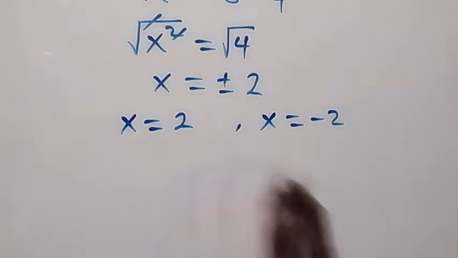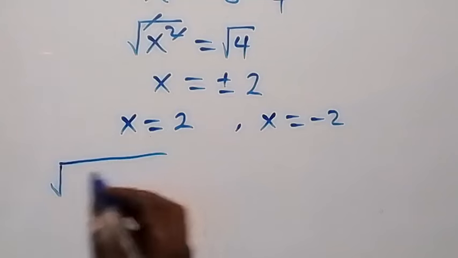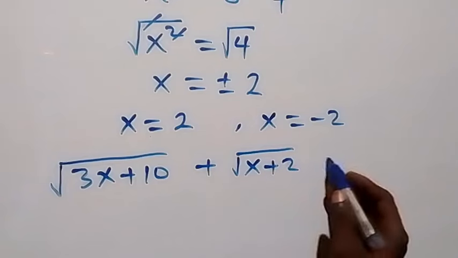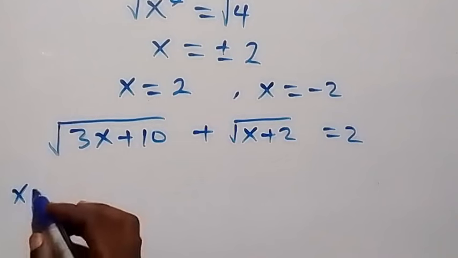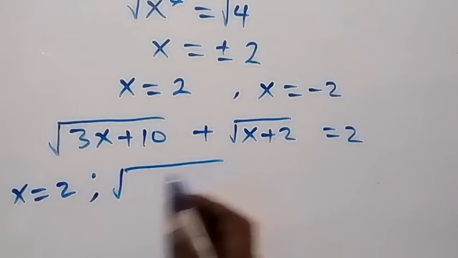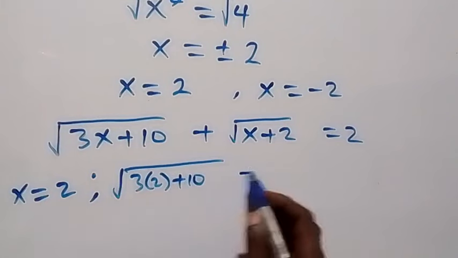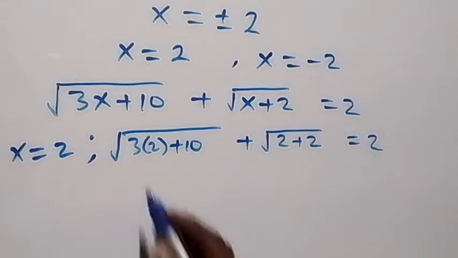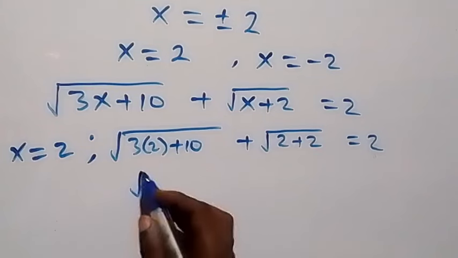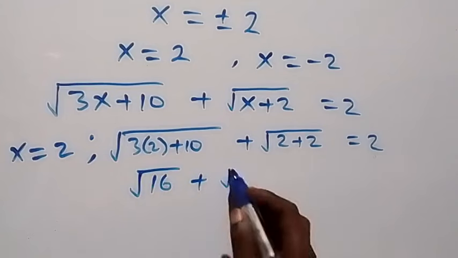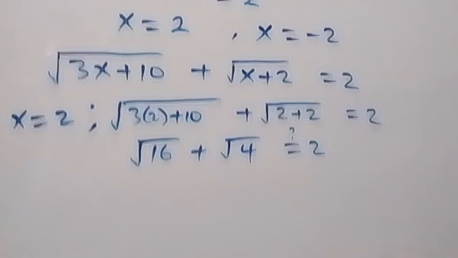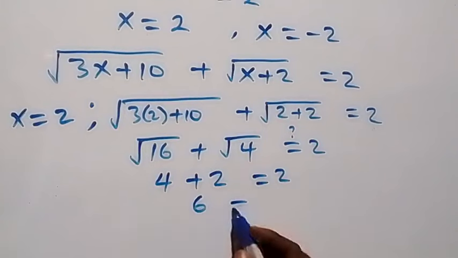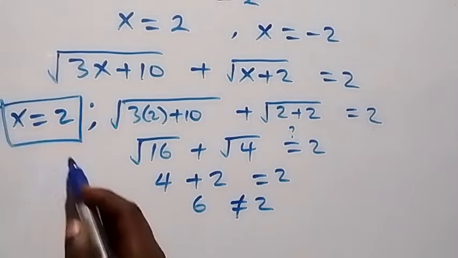Then let's check which one is the solution from what is given, which is root 3x plus 10 plus root x plus 2 equals 2. Now when x equals 2, this becomes root 3 times 2 plus 10, then plus root 2 plus 2, will this equal 2? Then 3 times 2 is 6, 6 plus 10 gives us 16, so we have root 16, plus 2 plus 2, that's 4, root 4. Root 16 is 4, plus root 4, that's 2. Here this is 6, which is not equal to 2. So x equals 2 is not a solution.